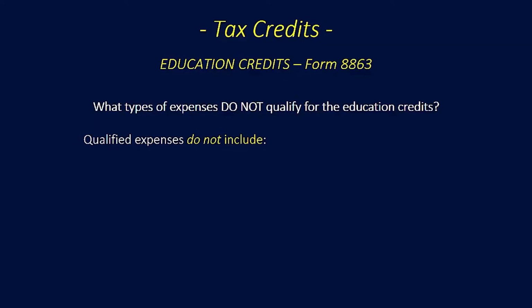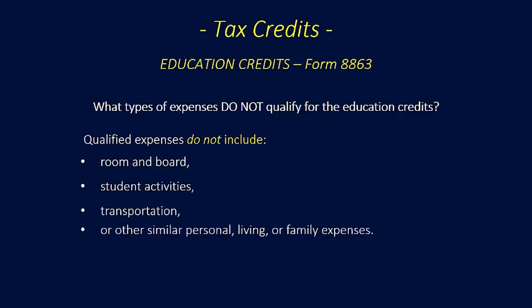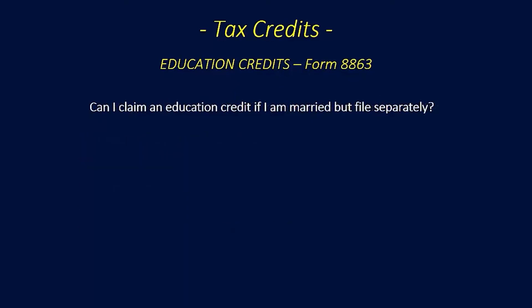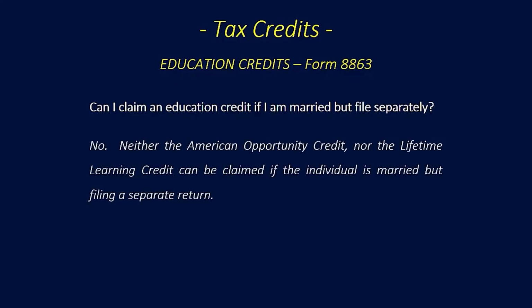What types of expenses don't qualify for the education credits? Well, qualified expenses do not include room and board, oddly enough, student activities, transportation, or other similar personal, living, or family expenses. Can I claim an education credit if I'm married but file separately? No. Neither the American Opportunity Credit nor the Lifetime Learning Credit can be claimed if the individual is married but filing a separate return.